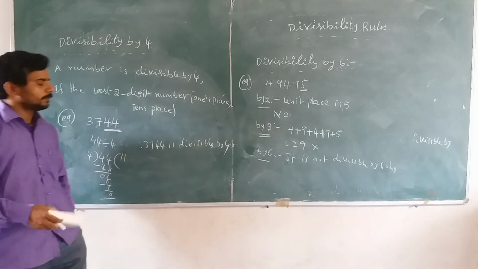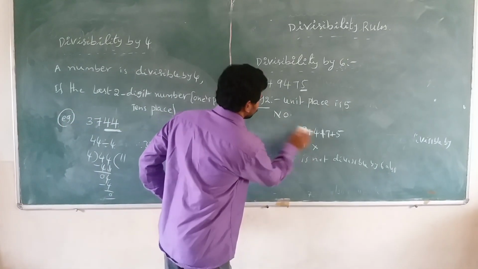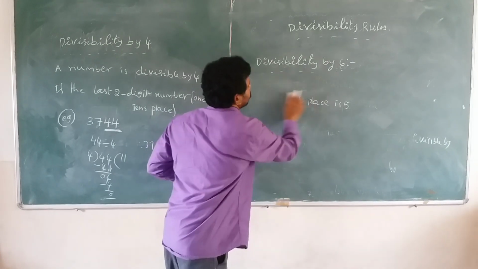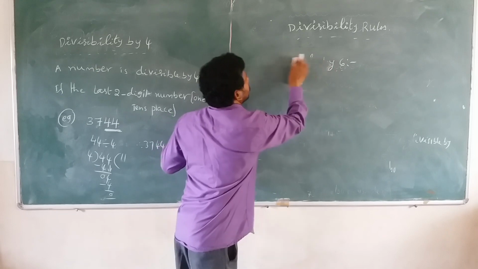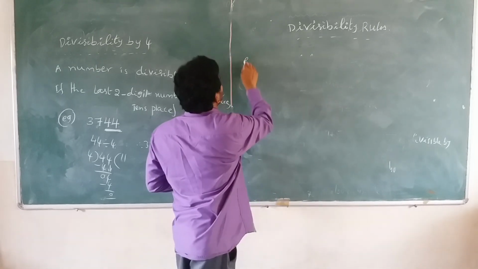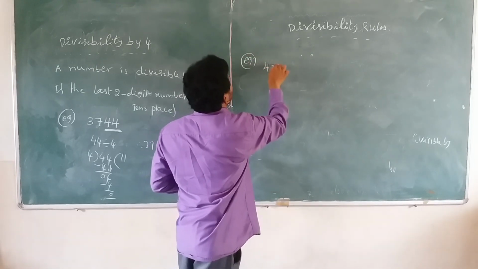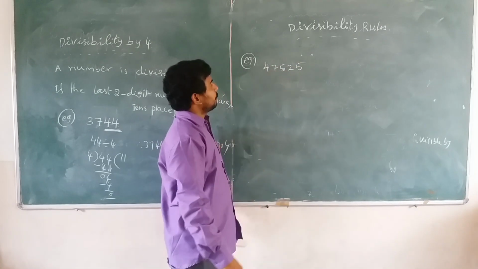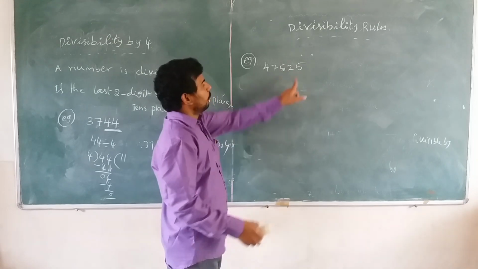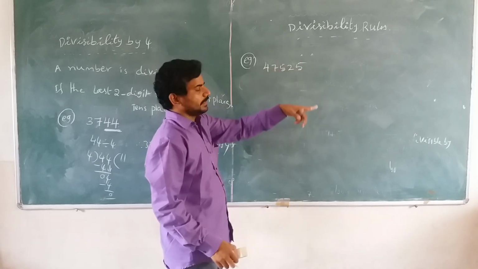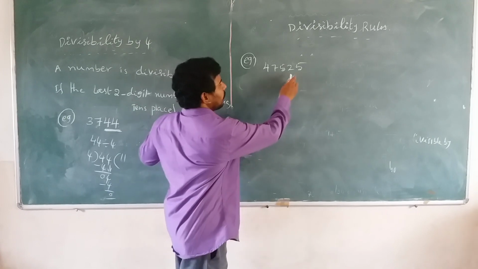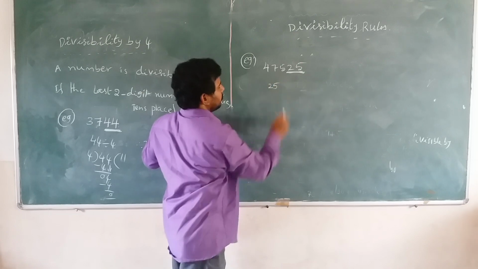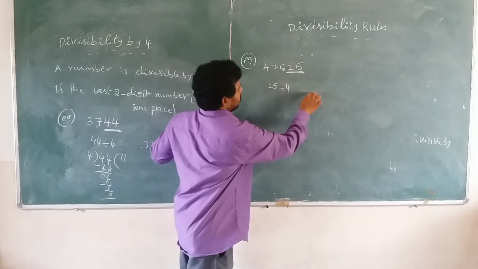One more example. Here a 5-digit number is given: 47525. So you take the last two digits. What is the last two-digit number? 25 divided by 4, once again.